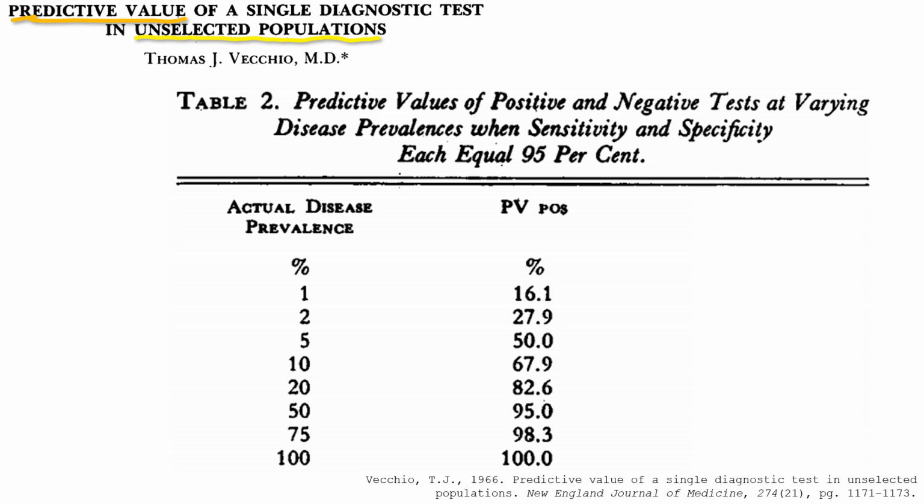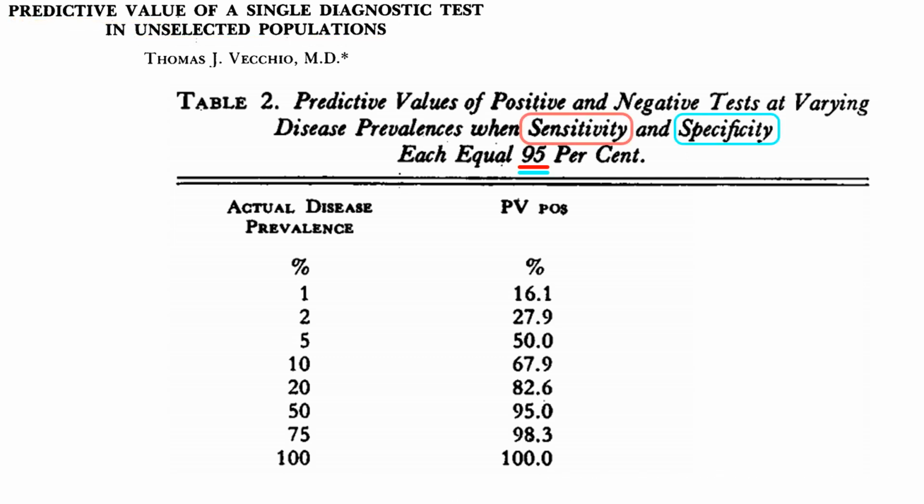Dr. V chose as his example a hypothetical test that was highly accurate. Remember the red and the blue accuracies from our sobriety test table? For Dr. Vecchio's illustrative example, for his test, each of those accuracies was 95%. When this test is given to people with the target condition, it gives the correct answer 95% of the time.